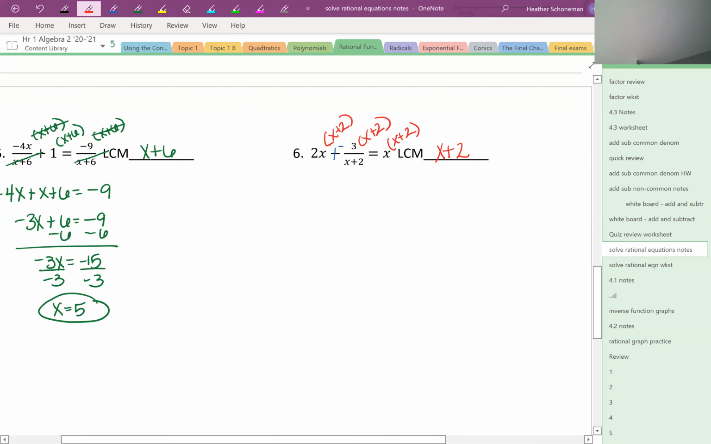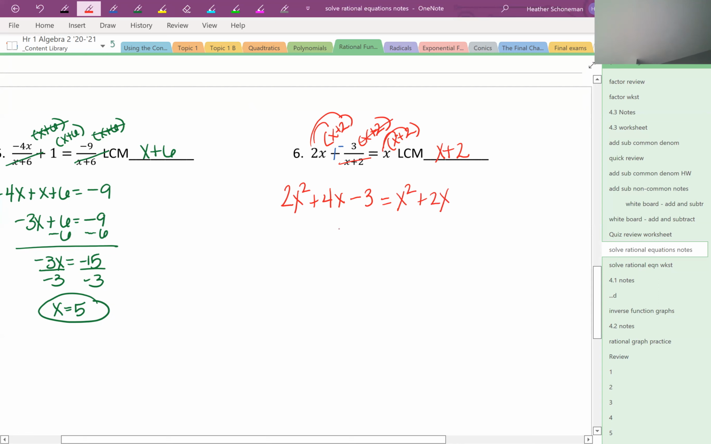On that first term, nothing's going to cancel, so I have to distribute. 2x times x is 2x squared. 2x times 2 is 4x. On the second fraction, the x cancels, so I just get this -3. So I can write plus a -3 or -3. It doesn't matter. Over here, nothing cancels. x times x is x squared. x times 2 is 2x.